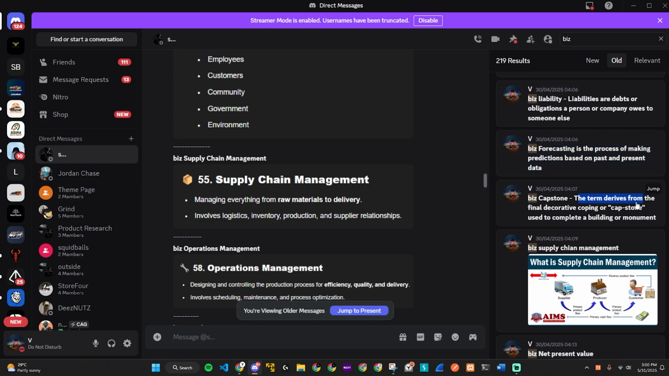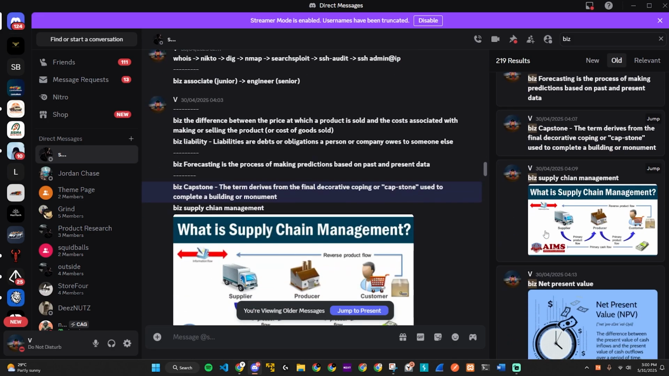Capstone is the final decorative coping, or capstone, used to complete a building or monument, right? Something that's very important.